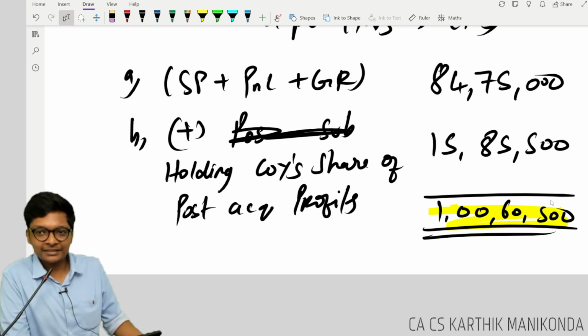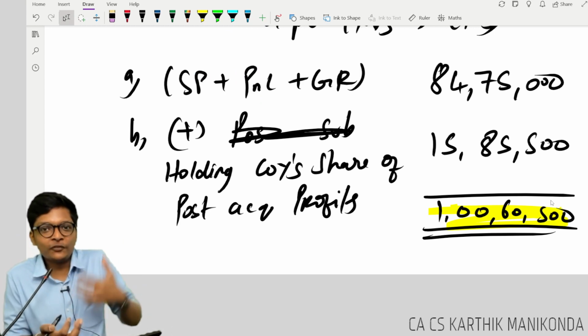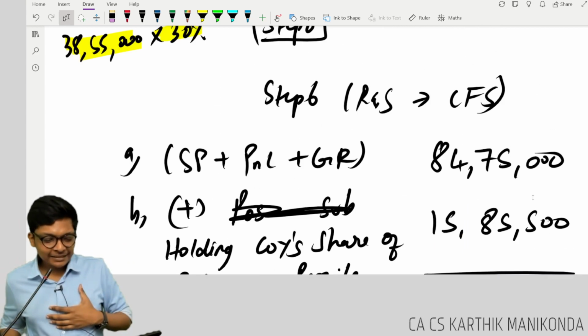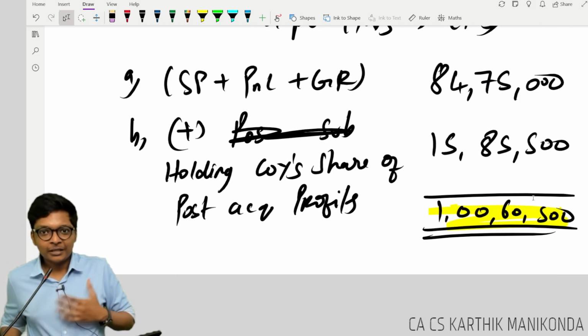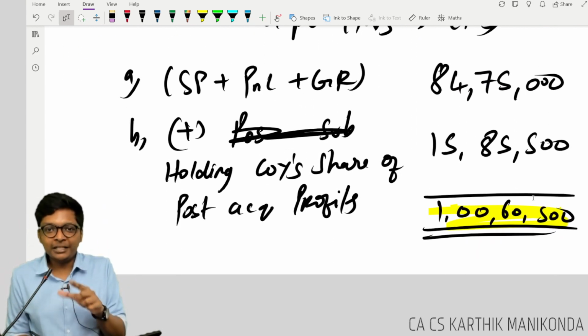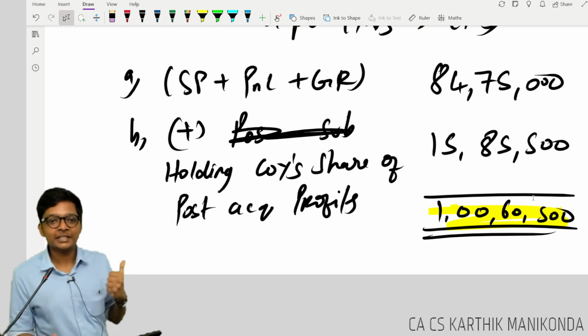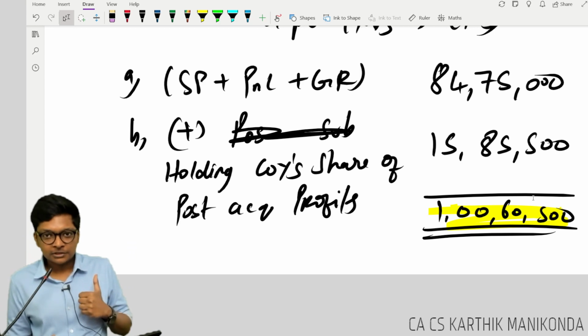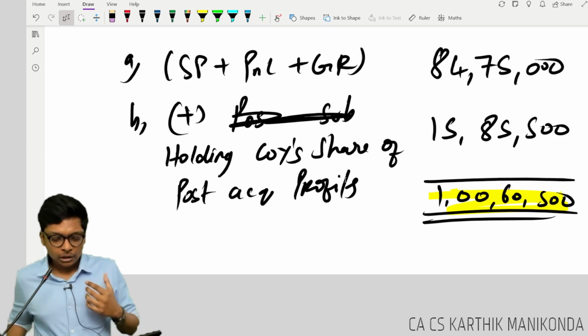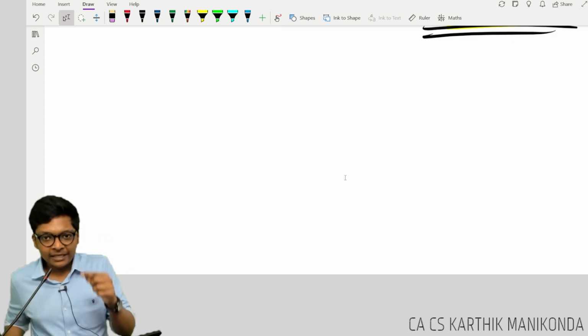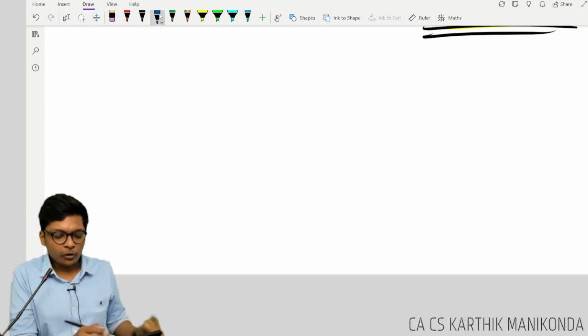Are you following, guys? So basically this is like your schedule for reserves and surplus. So basically step 6, when you prepare the consolidated balance sheet, you don't have to prepare the schedule for reserves again. This only is the schedule. Are you getting it, guys? Don't do double work. Understanding, everybody? Now you have to prepare what? Consolidated balance sheet. Now follow very carefully.